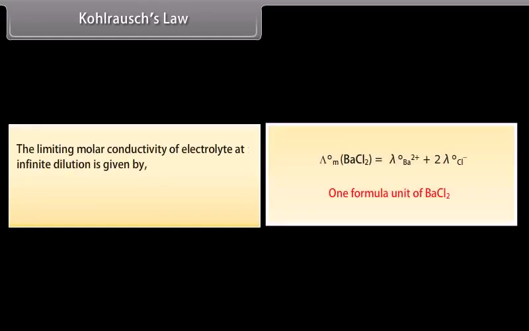The limiting molar conductivity of electrolyte at infinite dilution is given by V positive lambda naught positive plus V negative lambda naught negative, where V positive and V negative represent the number of positive and negative ions furnished by each formula unit.